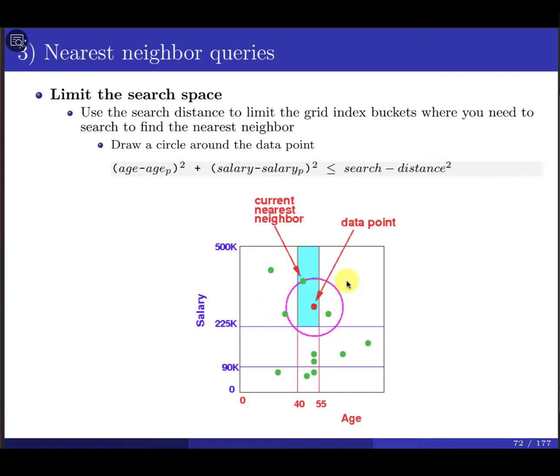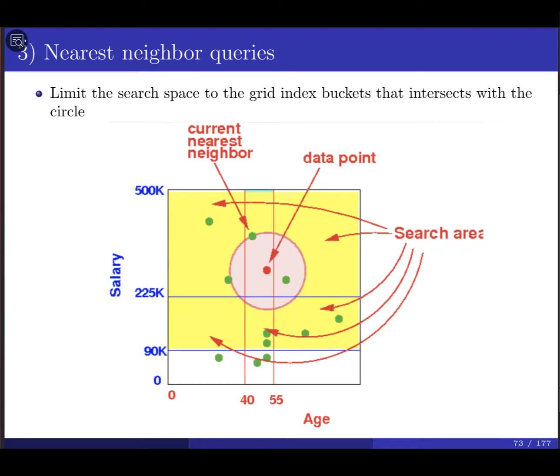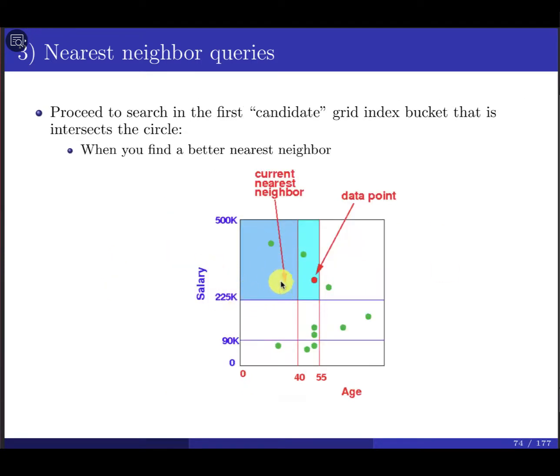Then it draws a circle. Then I decide those are the candidates that you need to search, the blocks or buckets that you need to search. Fetch the second one. Those are the areas that you need at the beginning. Find the nearest neighbor in another new bucket or block. I found another point closer to the candidate, so update the candidate nearest neighbor.